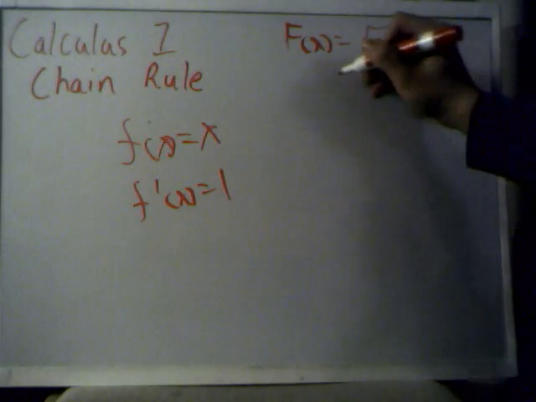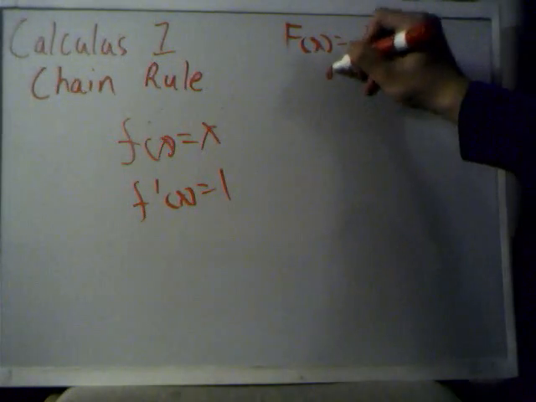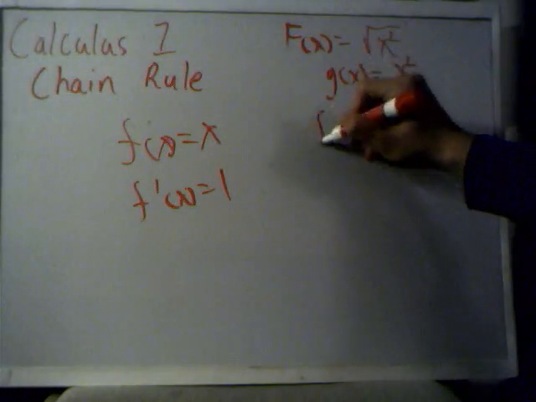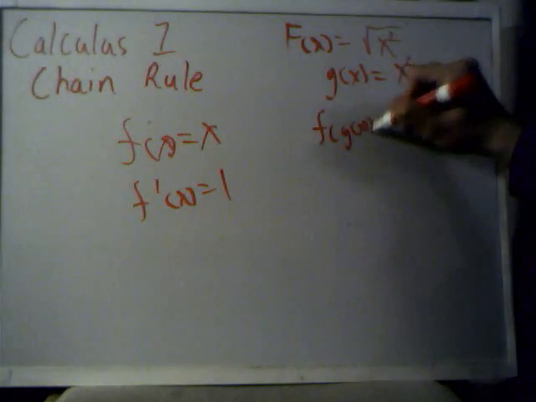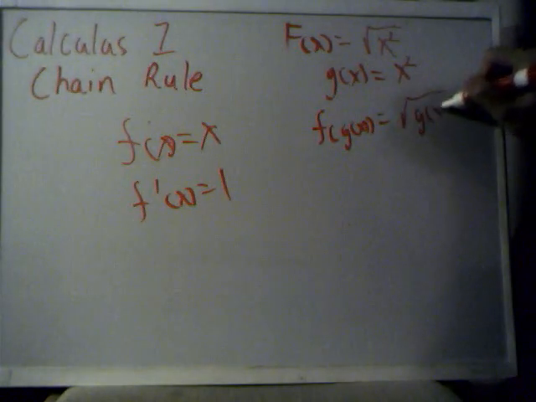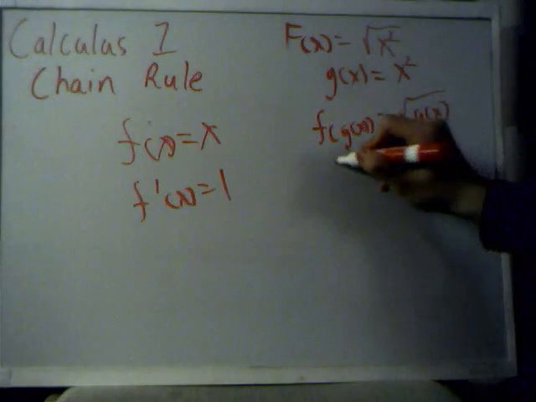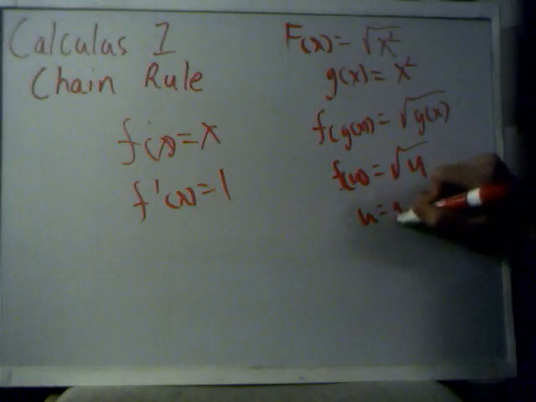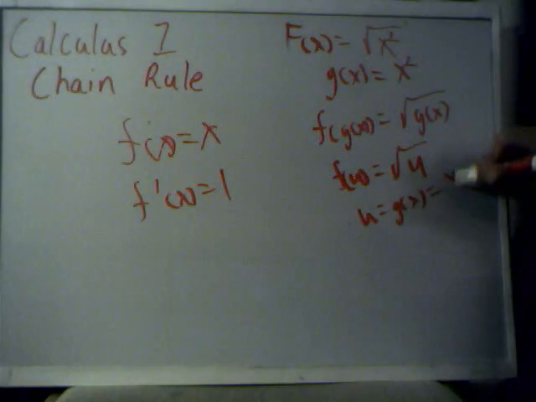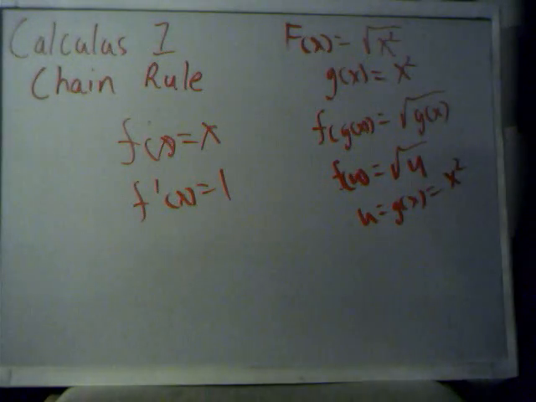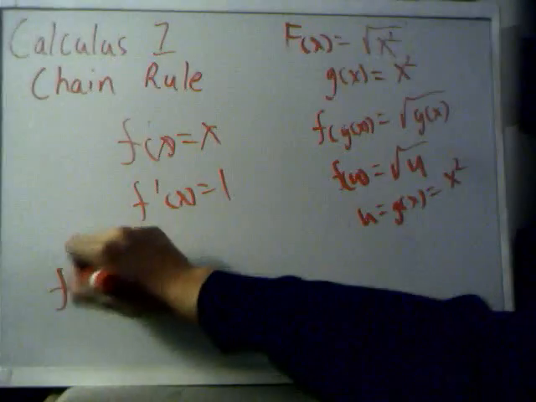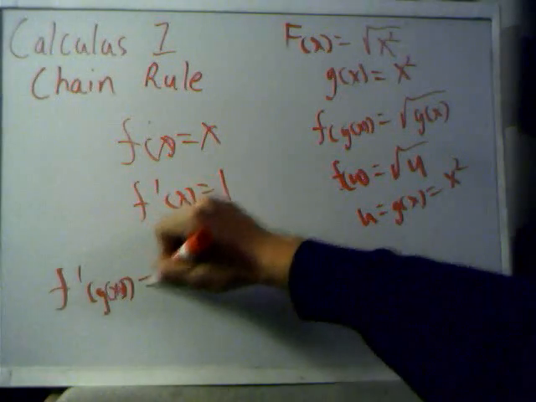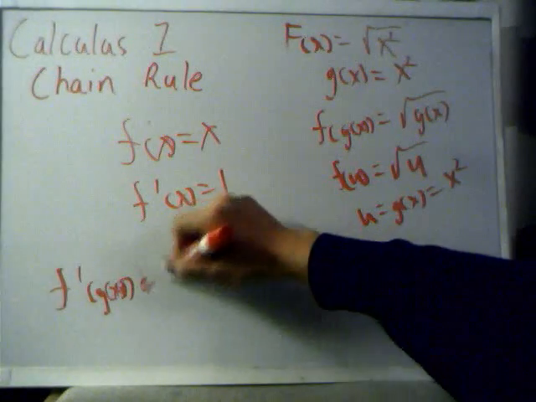So again, let's separate out the functions, inner function and outer function. The inner function, g of x, is equal to x squared. And the outer function, f of g of x, is equal to square root of g of x. Now we'll do u substitution again, so f of u is equal to the square root of u, and u is equal to g of x, which is equal to x squared. So again, let's go by chain rule. F prime of g of x times g prime of x.